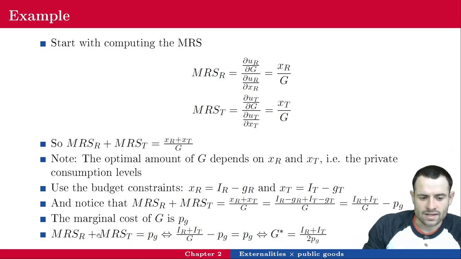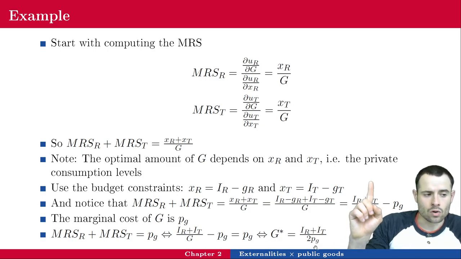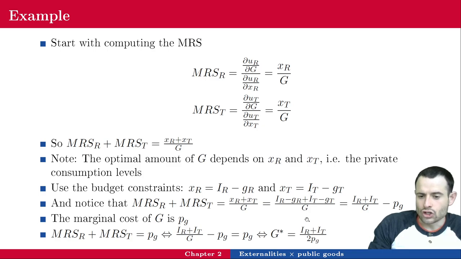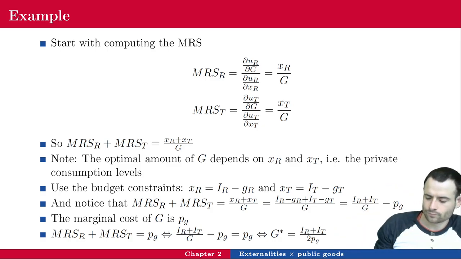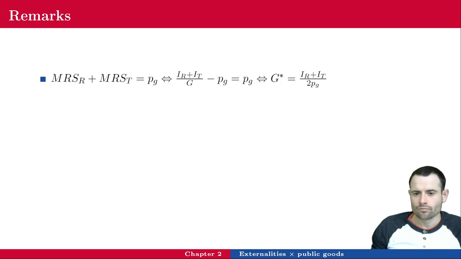So let's get into the math. We get MRS for Rosia plus MRS for Tom equals PG. This expression equals PG. And then you can find G star. G star is now equal to IR plus IT over 2PG. Note that this G star here does not depend on XR and XT anymore. I was able to take XR and XT away by using the budget constraints, so that now G star is just equal to the sum of incomes, which I know already, divided by 2 times the price of the kitchenware. This is the same thing.